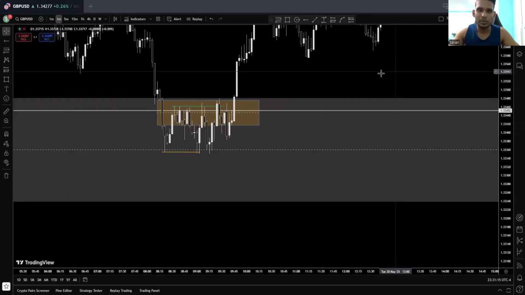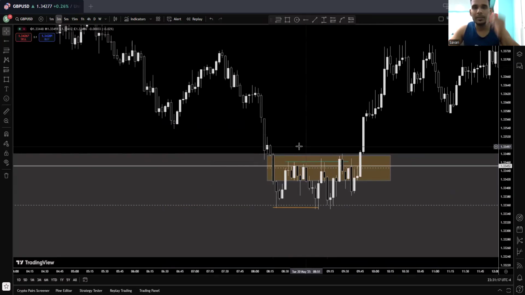So in M3, this is going to be very clear. This is the last formed M3 sellers fair value gap. So what I need to see: this is going to be the first leg. I like to see the first leg getting swept. It's swept here. So I like to see the structure shift and displacement.